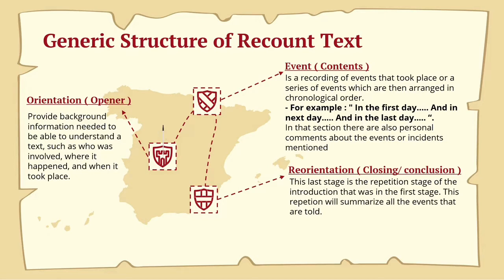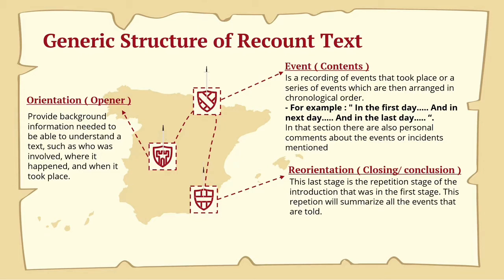Second point is event or contents. It is a recount of events that took place, or a series of events arranged in chronological order. For example, in the first day, the next day, and the last day. In that section, there are also personal comments about the event or incident mentioned.